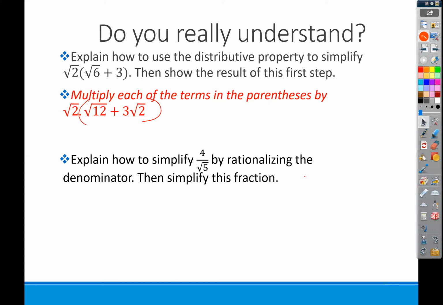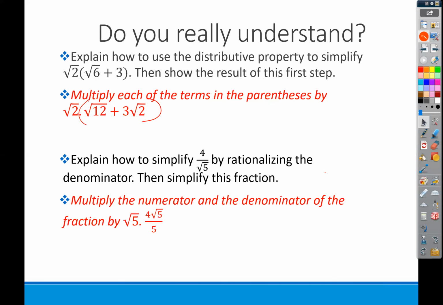Explain how to simplify 4 over the square root of 5 by rationalizing the denominator, then simplify. So you would multiply both the numerator and the denominator of the fraction by the square root of 5, and then you would get the square root of 4 times the square root of 5 over 5.